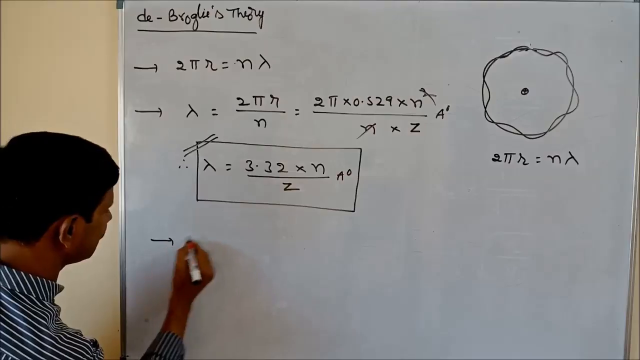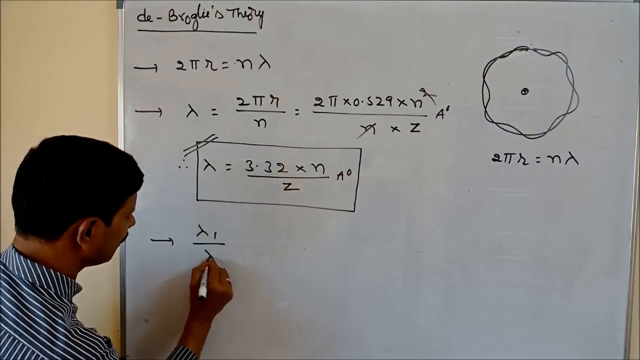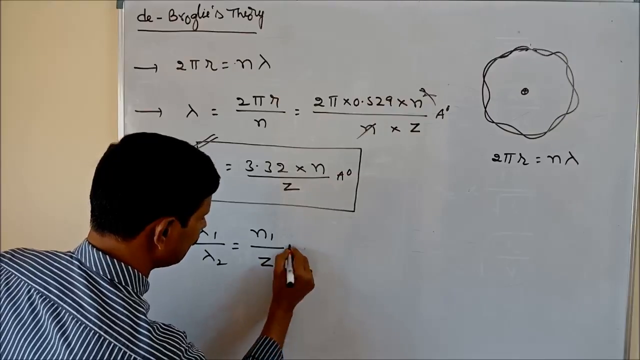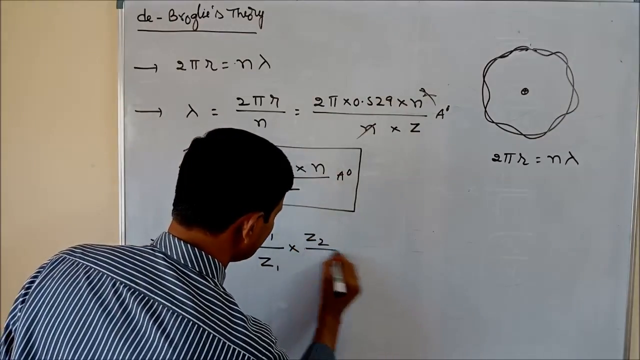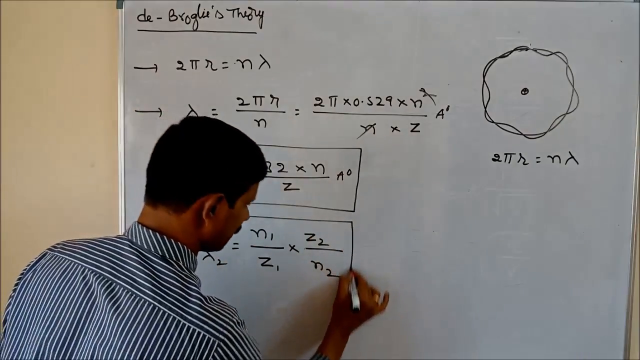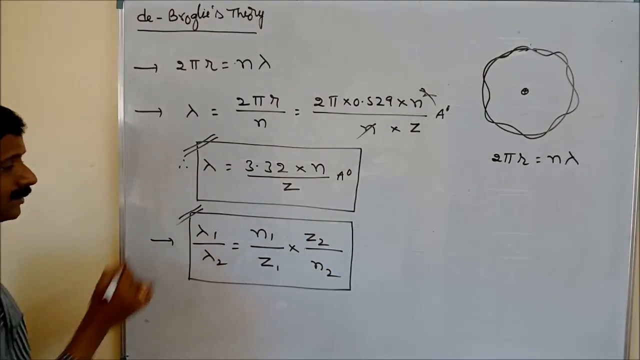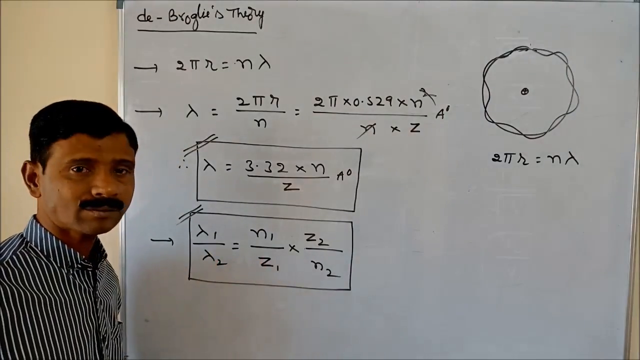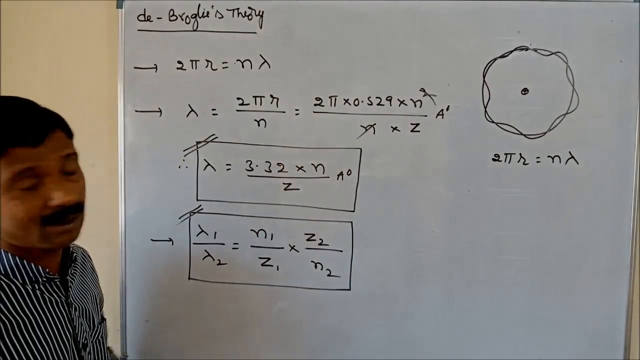So according to this, lambda 1 by lambda 2 equals n1 by Z1 into Z2 by n2. It is another most important formula to remember, to compare the wavelengths.